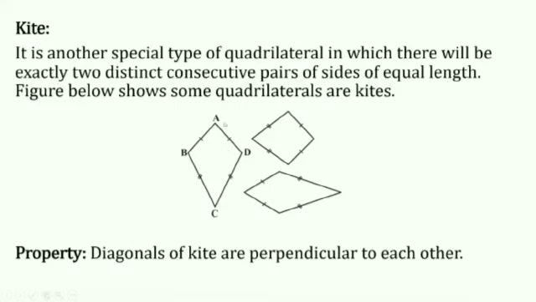So these are different diagrams of kites. A property of kites is that the diagonals of a kite are perpendicular to each other. If you draw the diagonals AC and BD, then AC will be perpendicular to BD. Perpendicular means they intersect each other at a 90-degree angle. So this is one property of the kite: its diagonals are perpendicular to each other.